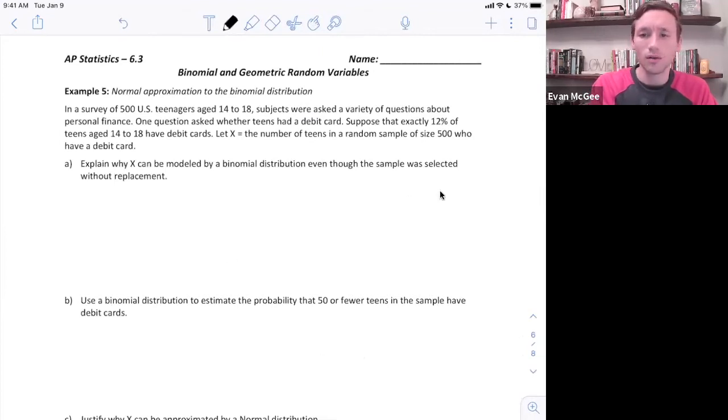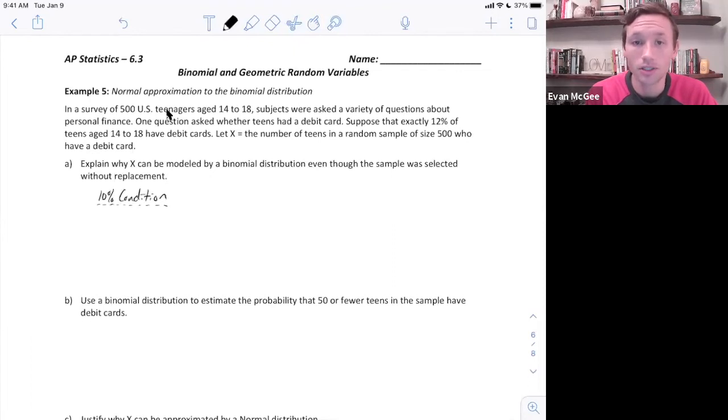So this without replacement is a key here, telling us that if we're sampling 500 people, then the probability of the first person having a debit card is 12%. But once that person is removed from the population, the probability of the next person being selected that has a debit card slightly changes. Is that change too much to calculate binomial calculations? And the way we check this is check the 10% condition. To check the 10% condition, we ask, is the sample of 500 less than 10% of the overall population?